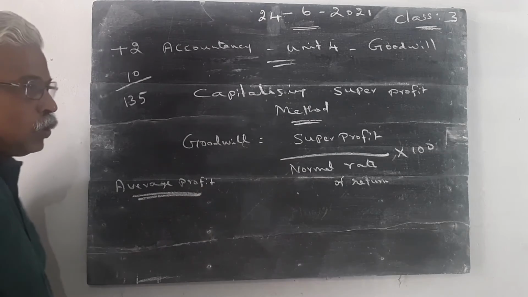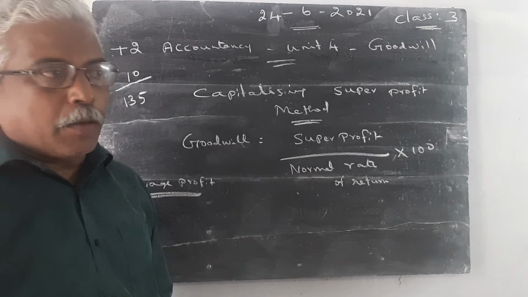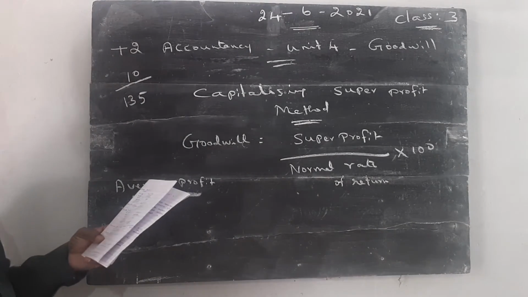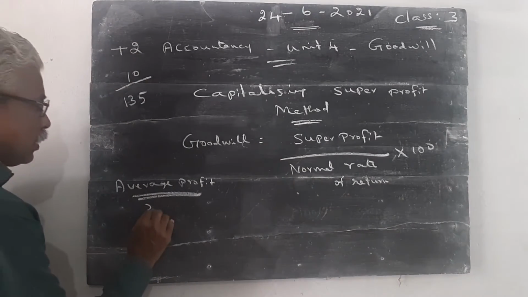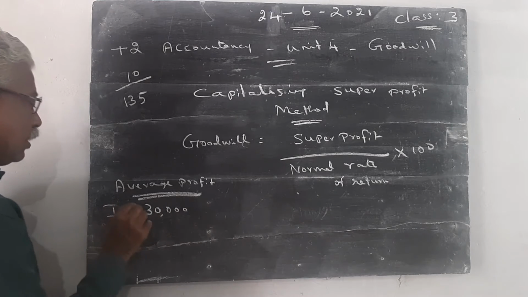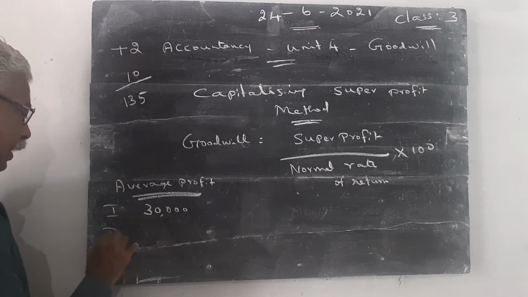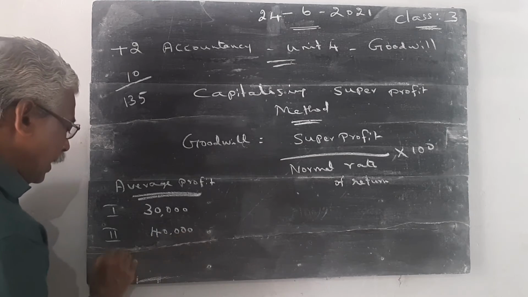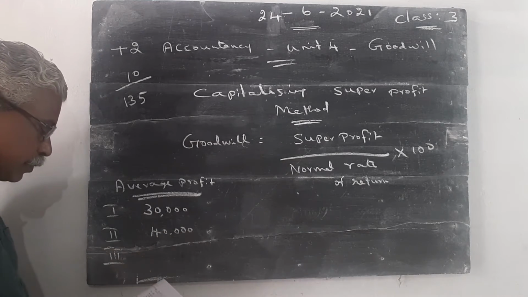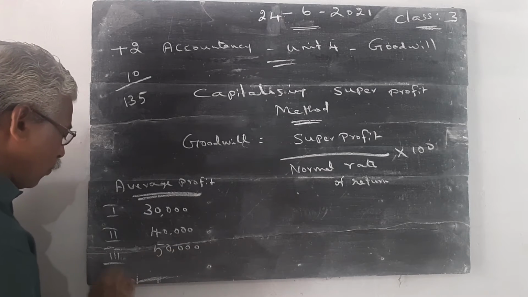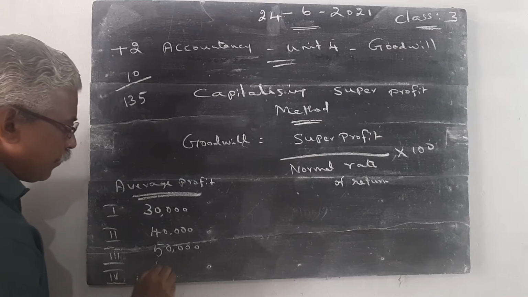Average profit. Total profit divided by number of years. Here, we have 4 years. First year, 30,000 profit. Second year, profit 40,000. Third year, profit 50,000. Fourth year, profit 45,000.